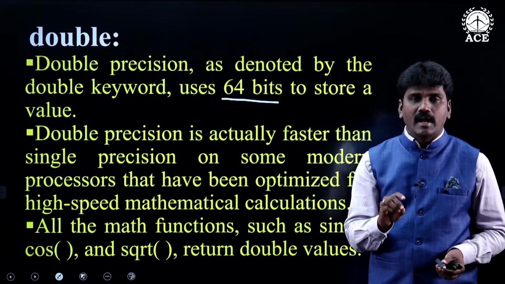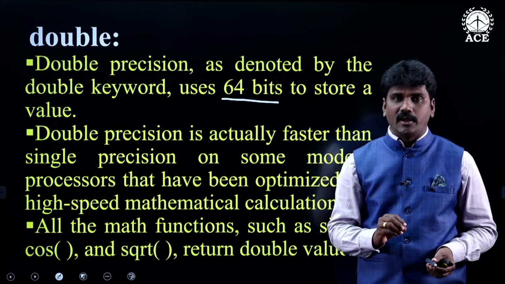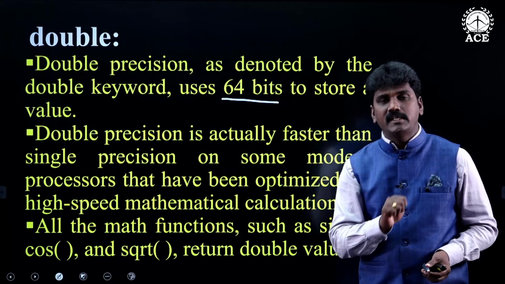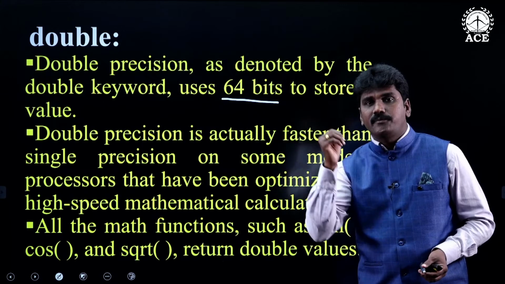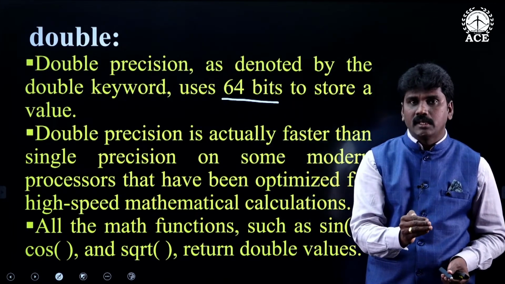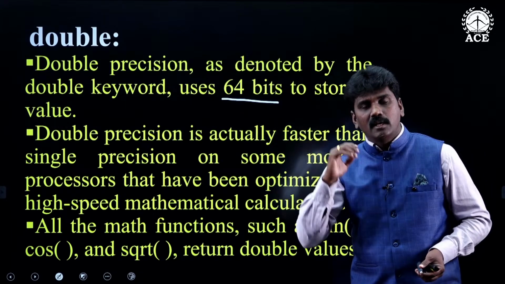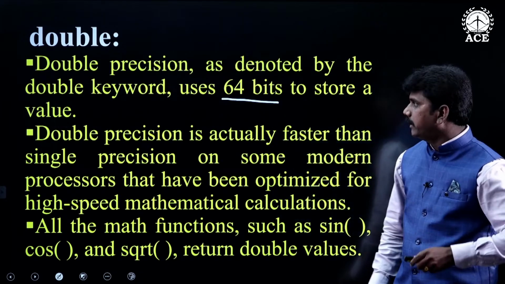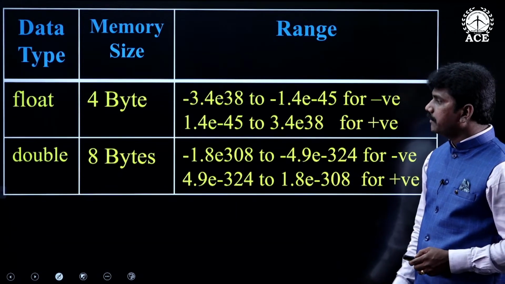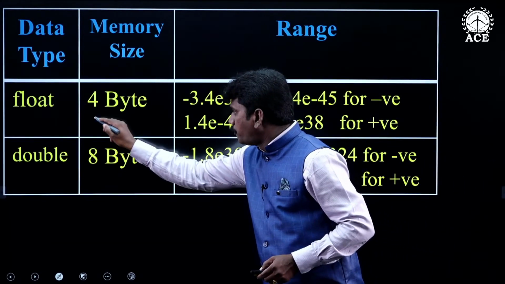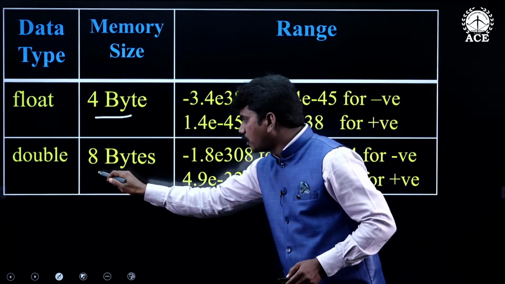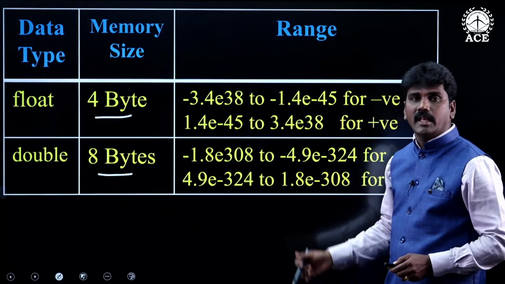So what are the floating point data types we have? One is float and the second one is double. Float is of size 4 bytes and double is of size 8 bytes. Float comes under single precision and double comes under double precision, as we have learned. Here we can see float of 4 bytes and the range will be like this, and double of 8 bytes, the range will be like this.